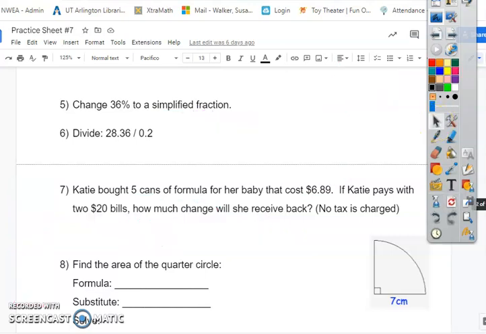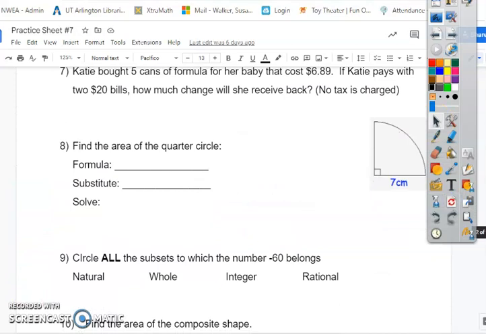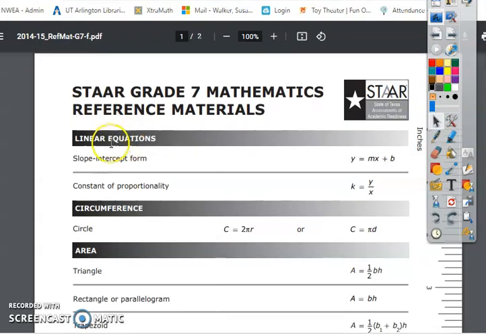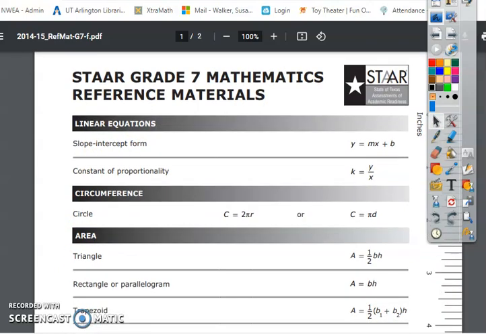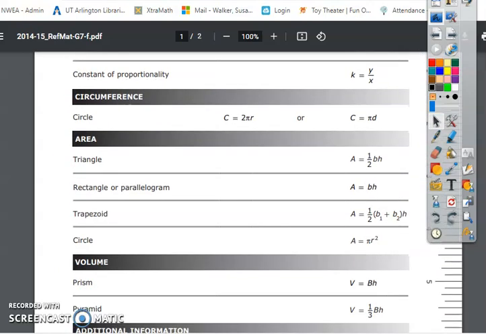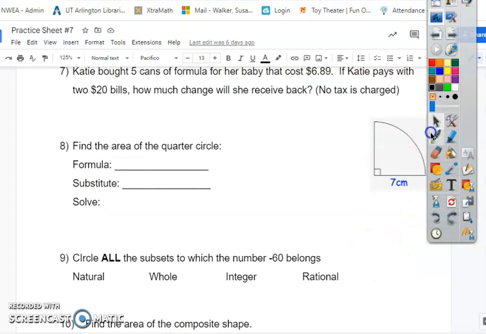Okay, so we have kind of a new one here. Find the area of the quarter circle. So first of all, area, circumference. Nope, I don't want that. So I'm going to take my formula chart down. Area: A equals pi r squared. Okay, A equals pi r squared.